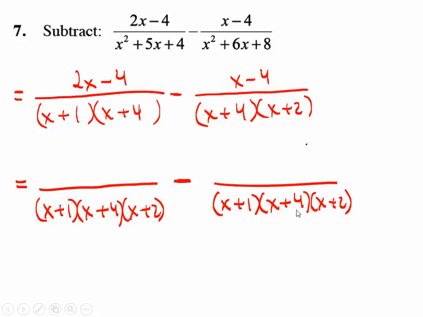Okay, common denominator I got. So now let's see. X plus 1 is here. X plus 4 is here. The new stuff is x plus 2. Therefore, I'm multiplying the top by x plus 2. All right, sophisticated Math 63 students, let's go. 2x times x is 2x squared. Easy enough. Let's see if we can do the middle here. 2x times 2.